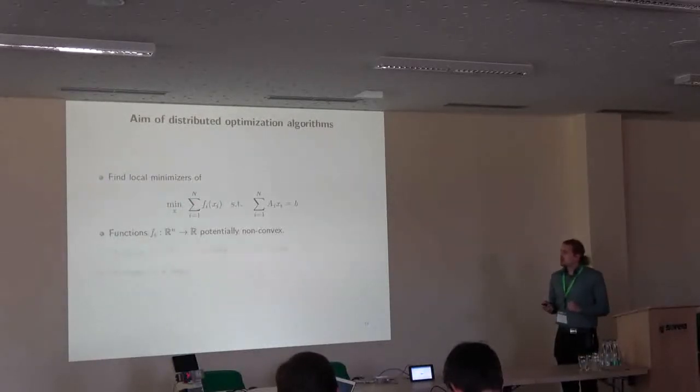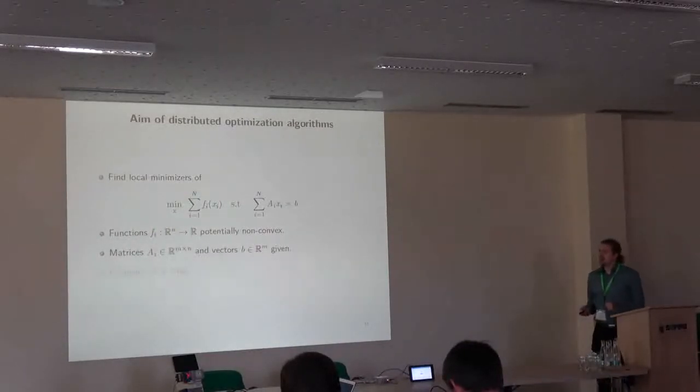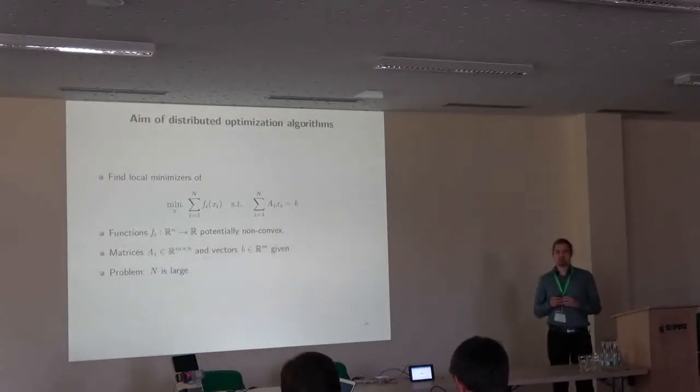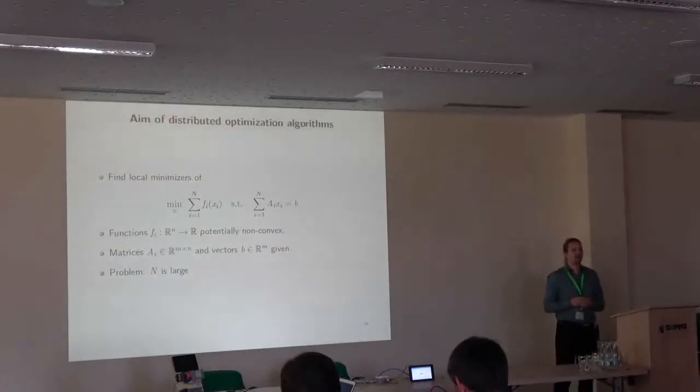Once more, the characteristic here is that f_i is potentially non-convex. Yeah, so these functions map from R^n to R in general. Here in our case, it was an example from R^4 to R. Yeah, so since we have two position coordinates and the copy of our neighbor, the matrices A_i and the vector b are given. And of course, the big problem is that N may be very big. The capital N may be very big. So maybe just think of a large network that could have hundreds, thousands, or millions of agents.